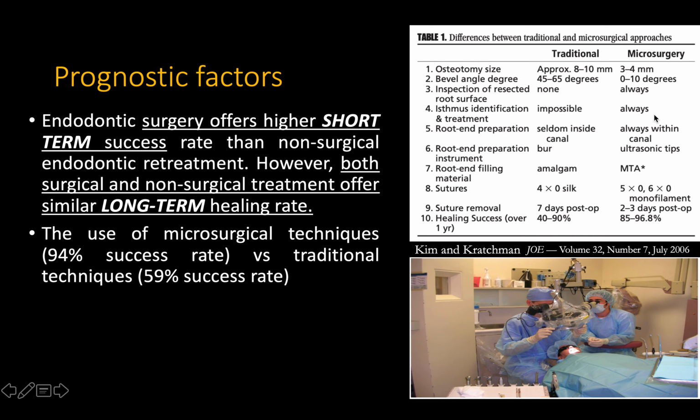While with the microsurgical approaches, our instruments are smaller, so our osteotomy size was smaller. We don't need to do bevels anymore because we're using ultrasonic tips. We are always able to inspect the root end with the use of microscope and magnification and light. We are able to prepare isthmuses using suitable ultrasonic tips. We use calcium silicate materials such as MTA, which are biocompatible and bioactive.